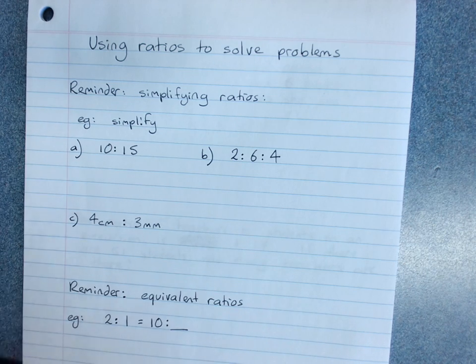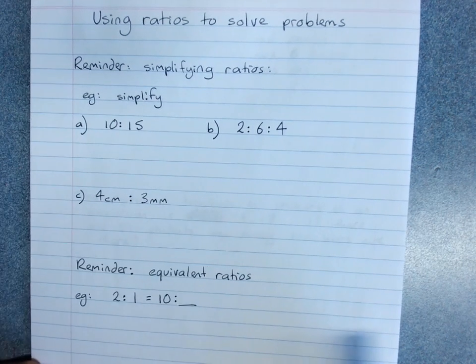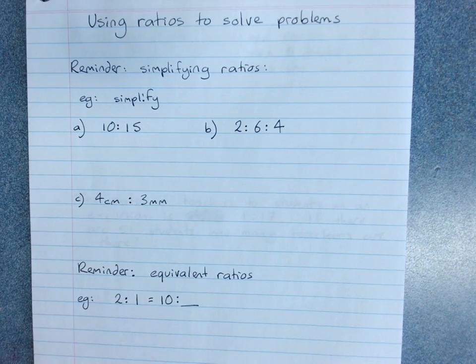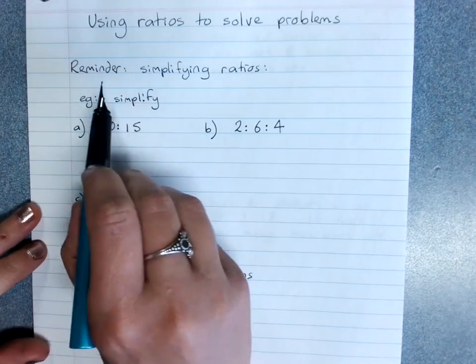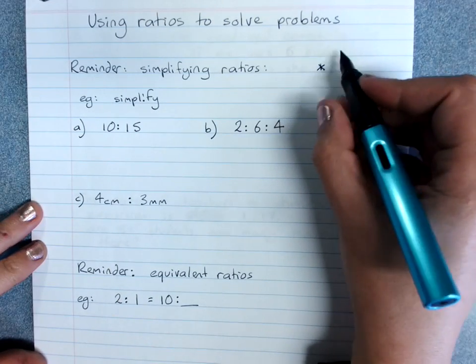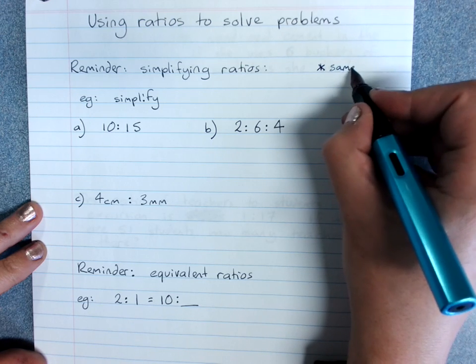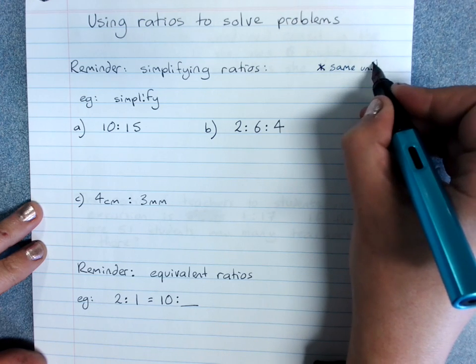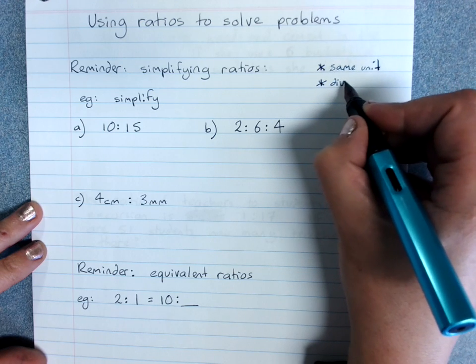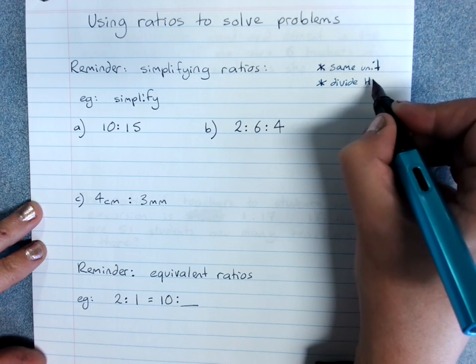Using ratios to solve problems. We need to be able to simplify ratios and use equivalent ratios, so this is just a reminder. When we're simplifying ratios, we need to make sure they're the same unit or no units, so we're just counting things, and then we divide by the HCF.